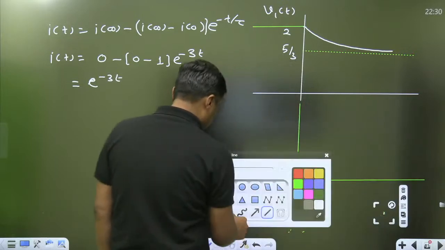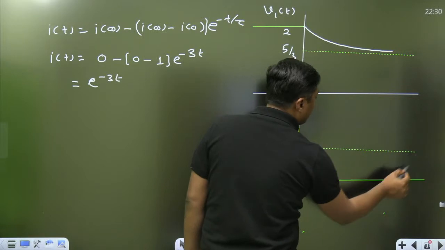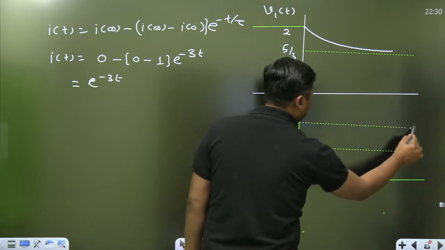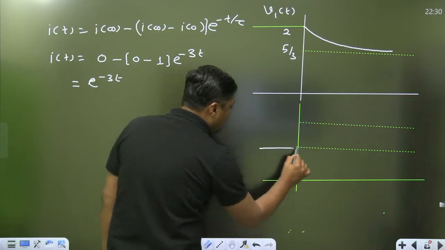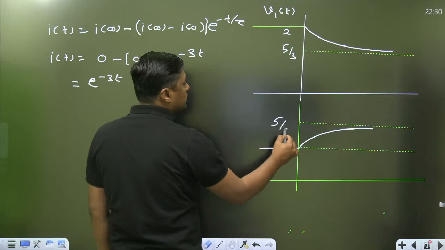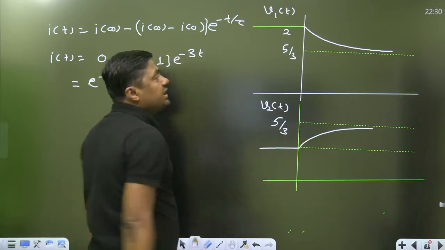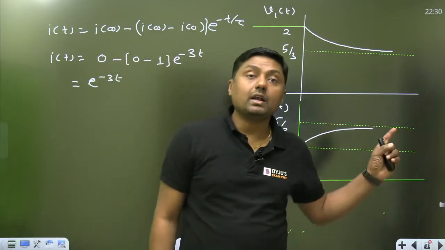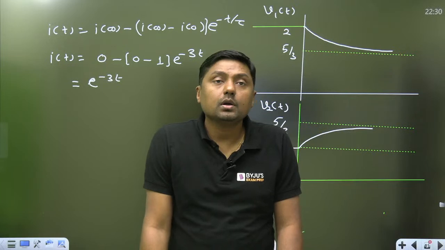Now watch this. Initial voltage is 1 volt, final voltage is what? 5 by 3 volt. So first of all, this is the 1 volt, now this will charge towards what? 5 by 3. This is the V2T. One increasing and one what? Decreasing. The diagram is clear to you?